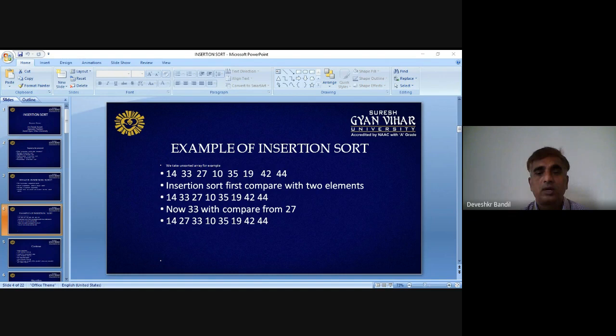So here, when you compare the first two items, 14 and 33, 14 is less than 33, which means swapping is not required, because 14 and 33 are already in sorted fashion. Okay.